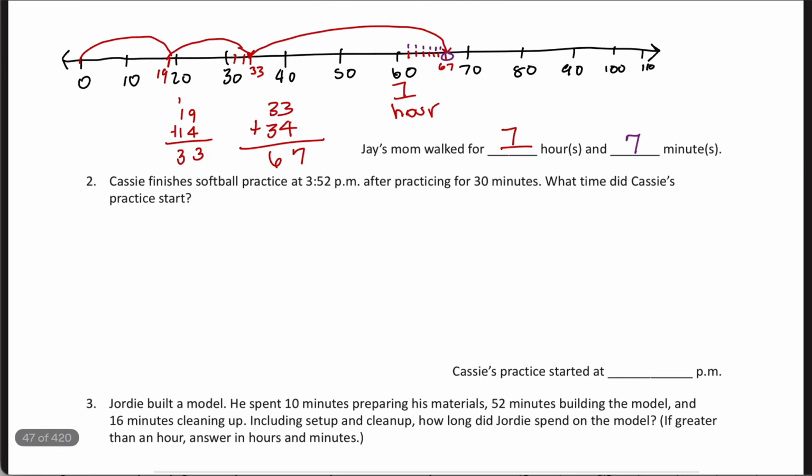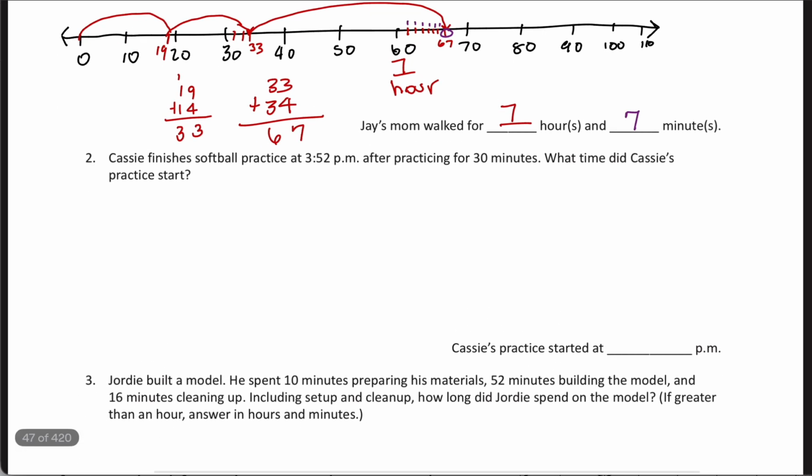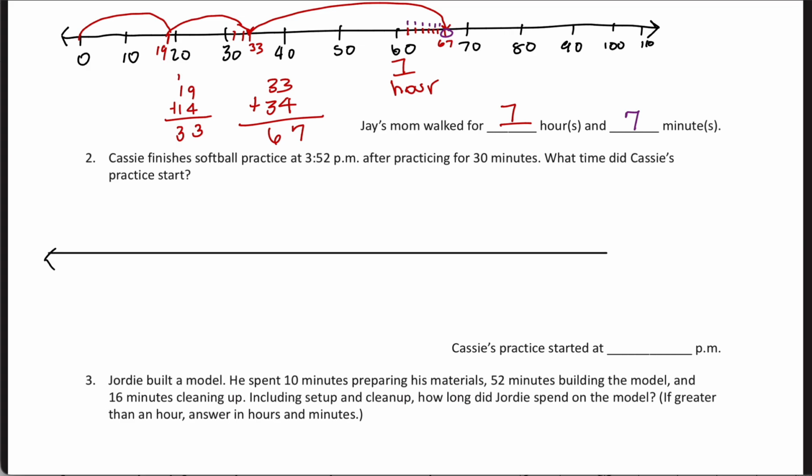Let's take a look at number 2. Number 2 states, Cassie finishes softball practice at 3:52 p.m. After practicing for 30 minutes, what time did Cassie's practice start? Okay, so again, we're going to do the same process here. We're going to draw a number line, fairly simple.